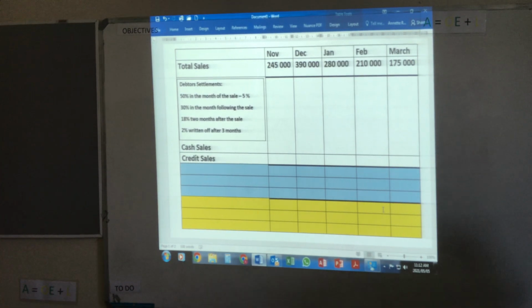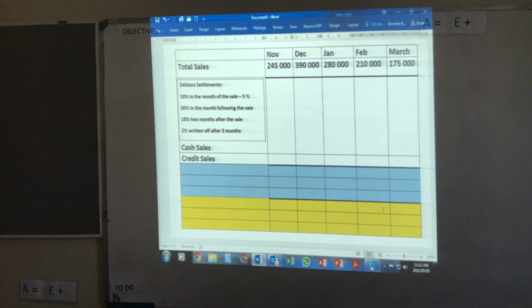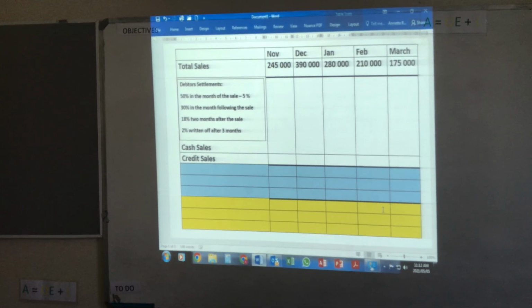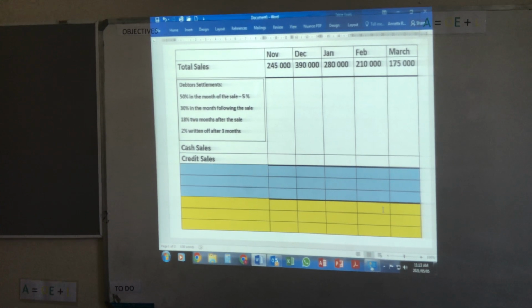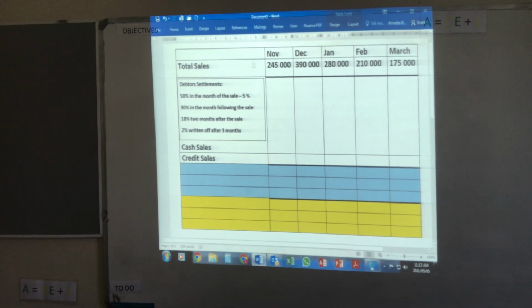Right, guys, so we're going to do a little bit of revision about our debtors collection schedule. I'm just going to start and show you how we calculate this. Now, this information comes from the grade 11 textbook, and we have to remember that with a debtor, we look at only the credit sales. The information given to you at the top is given as the total sales. And when we look at the debtors collection schedule, we look at only the credit sales.